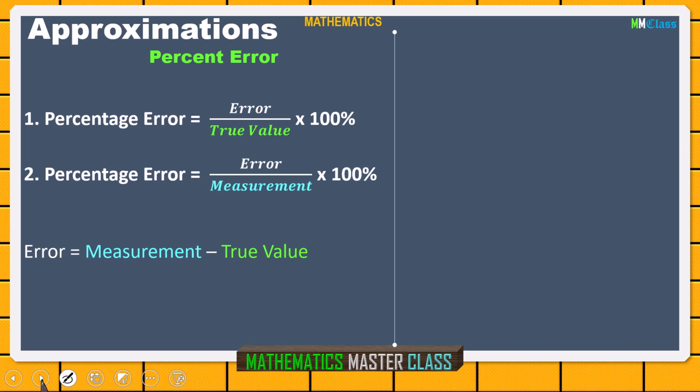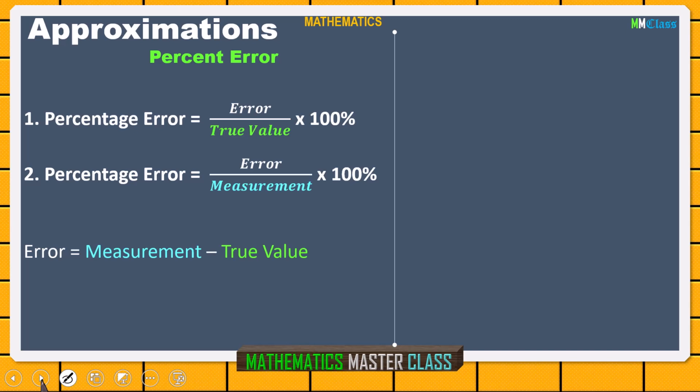The second formula for percentage error is percentage error is equals to error over measurement times 100%. Now in this situation, you will only be given the measured value. So when you are using the measured value, or when you are solving this type of question, you should know that you always have two answers because you are dealing with a range of values. So your answer will either be positive or negative.